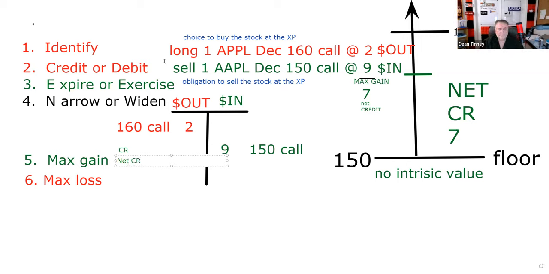Now, test taking trick. In a spread, the gain and the loss always equals the difference in the strikes. There's only 10 points here to be made or lost. So as a test taker, it would be bad form for you to give me any two numbers that don't add up to 10. That would just be bad form. Whatever those two numbers are, they have to add up to 10. I mean, that's the whole point, by the way, of doing a spread. So, you know, if I offer you 7 and 4, that can't possibly be correct.